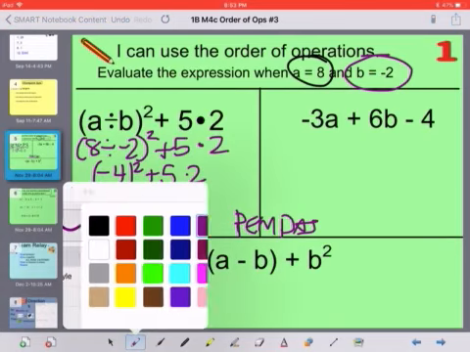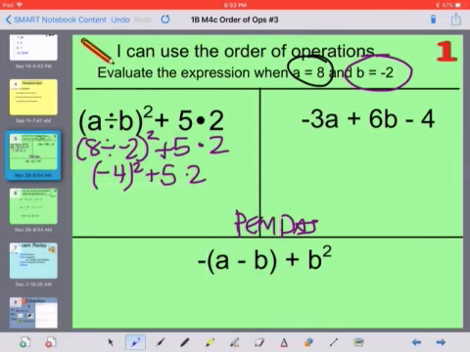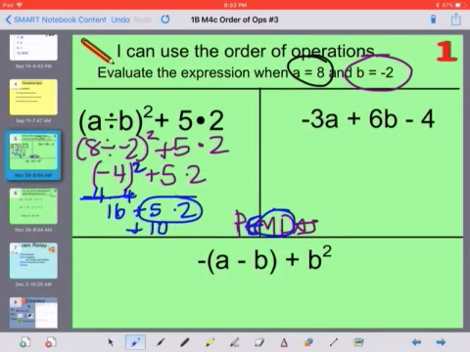Simplifying even more, we need to do our exponent next. -4 squared is -4 multiplied 2 times, because of that 2. A negative times a negative makes a positive. 4 times 4 is 16. Then we're on to multiplication and division. We only have multiply. 5 times 2 is 10. So we have 16 plus 10, which gives us 26.